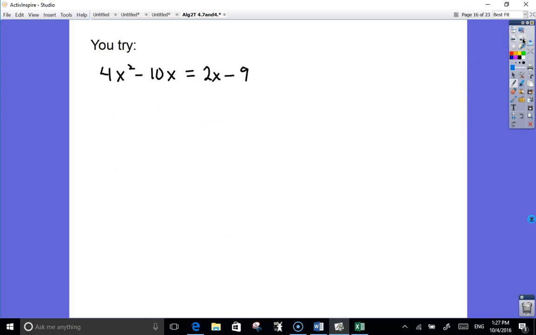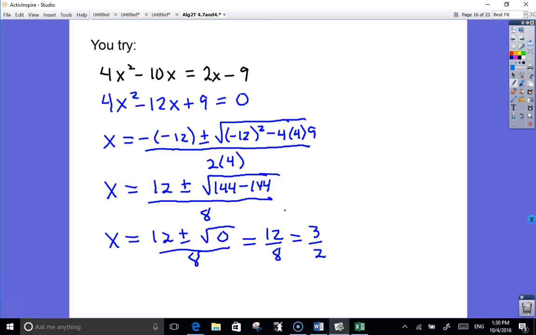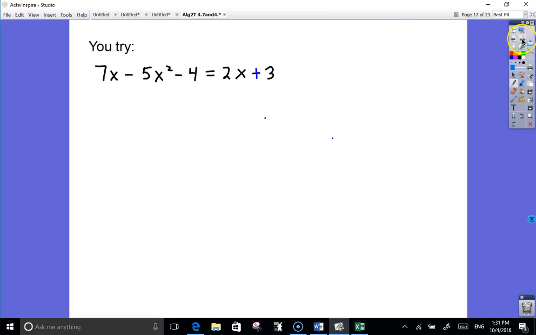Okay, so try that one. So the answer was 3/2. Again, only one answer. So what does that tell you? It was a perfect square trinomial, right? I mean, you could see it would have been 2x minus 3 squared. That's what it was. So it was factorable. If it's factorable, and you can see it, it's probably easier to do it by factoring than doing this whole complicated formula. But if you don't see the factoring, by all means do the quadratic formula. So try this one.